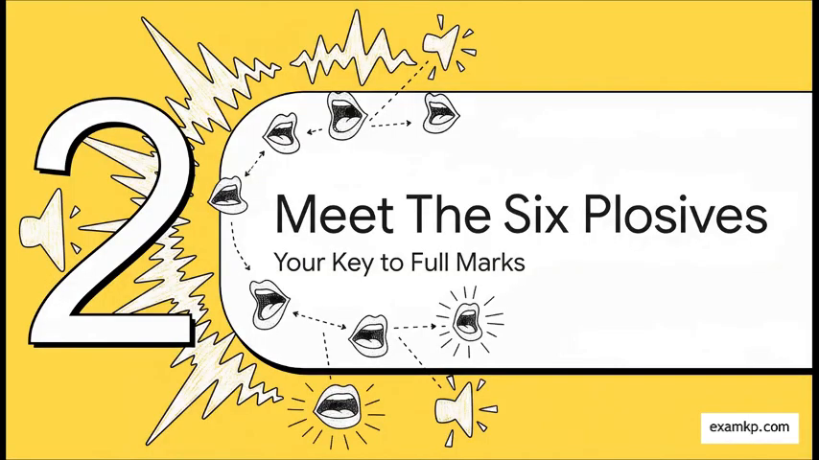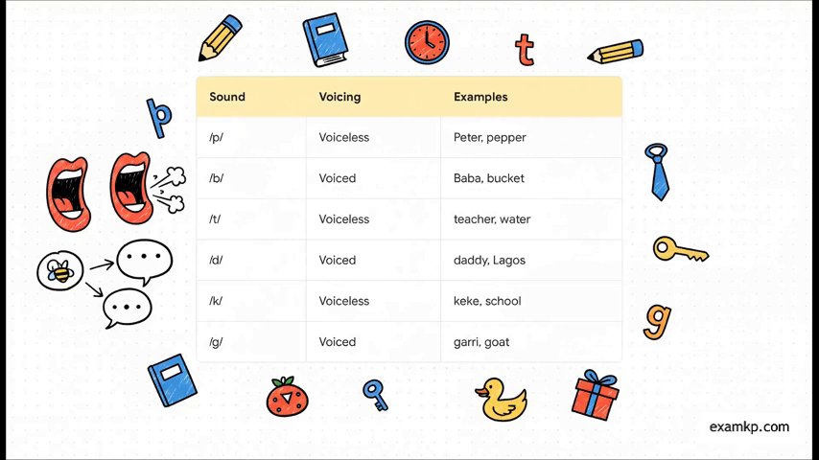Now here's the best part. You don't need to memorize dozens of these things. In the entire English language, there are only 6 plosives, just 6. Let's meet the sounds you absolutely have to know for your exams. Okay, this table right here, this is your cheat sheet. Everything you need is on the screen.